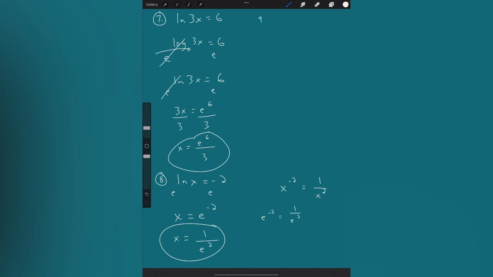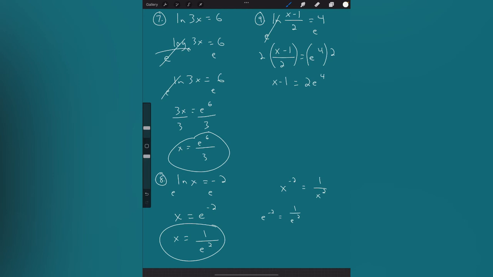All right, number 9, pretty similar here. I have ln of (x minus 1) over 2 equals 4. Once again, I have that ln, so I can just say e to the power of that on the left and e to the power of that on the right side. Those cancel out, so I get (x minus 1) over 2 equals e to the 4th power. I'm going to multiply each side by 2 to get rid of that 2 on the bottom. And that gives me x minus 1 equals 2 times e to the 4th.